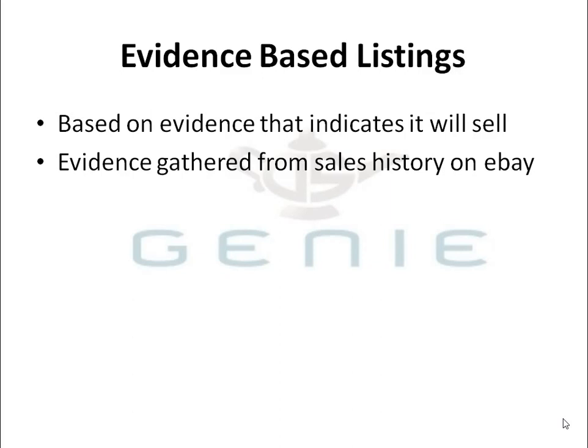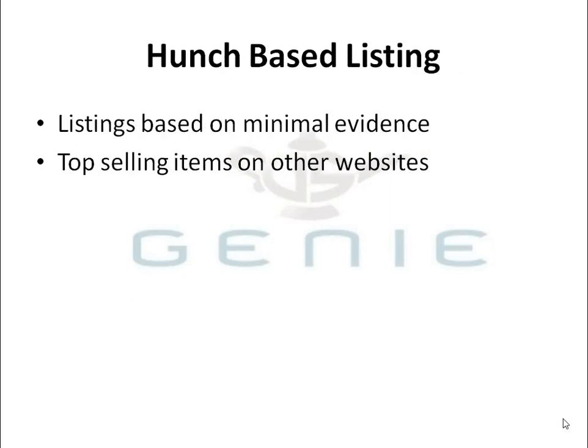Evidence-based listings. These are listings based on evidence that indicates they would sell. And the evidence that we use is the sales history on eBay, because we're selling in the eBay marketplace. That is the information we want to use to give us some sort of inclination, some sort of idea that the item is going to sell.